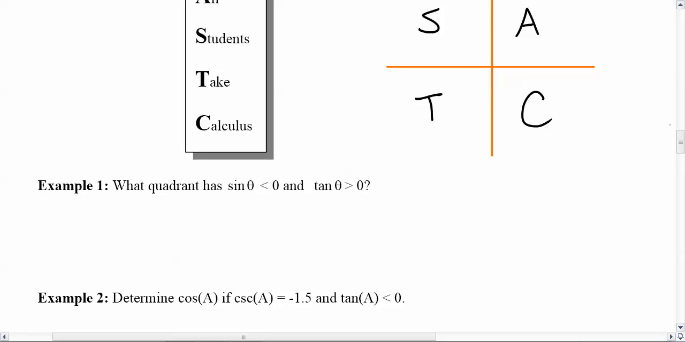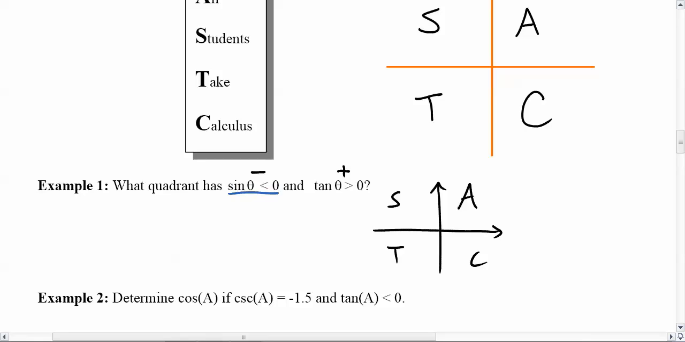So let's do some examples. In which quadrant is sine negative and tangent positive? So let's see, where is sine negative? All Students Take Calculus.